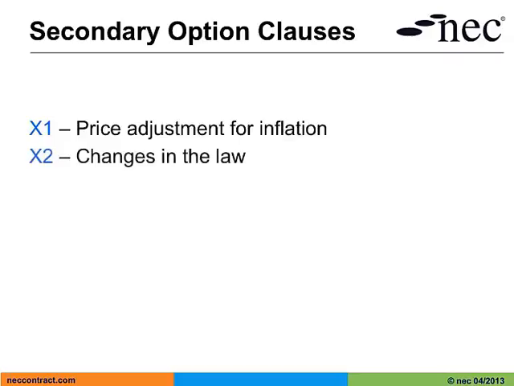Secondary option X2, changes in the law, is similar to X1 in that it's a decision about where risk is going to lie in the contract. If the employer wants to retain the risk of changes in the law, then he would not include X2. If he wishes to pass the risk to the contractor, he would include secondary option X2. Next, we have X3, multiple currencies. We use this where the contractor is going to be paid in more than one currency.